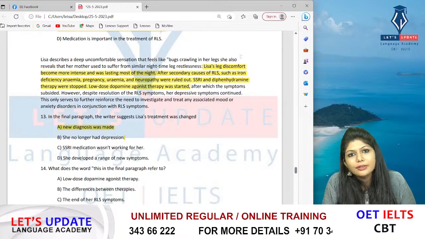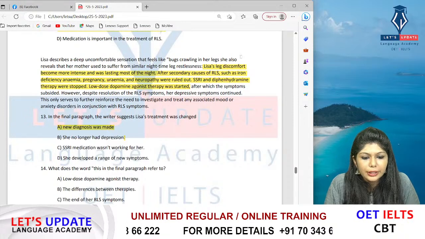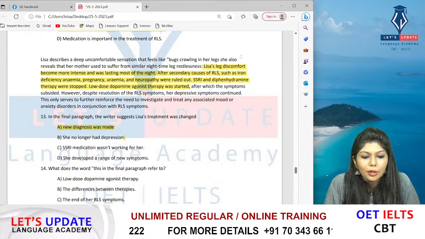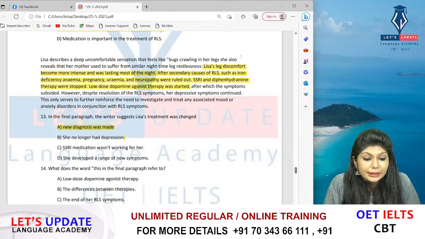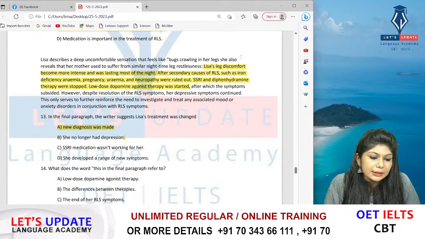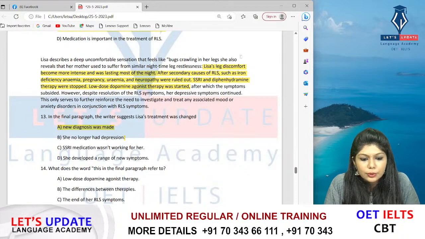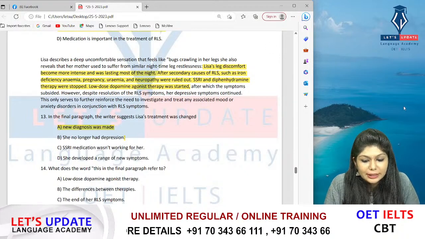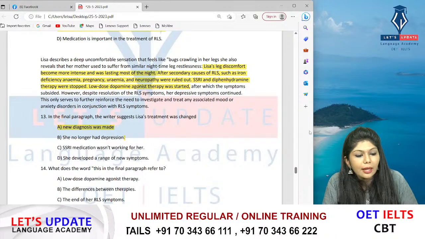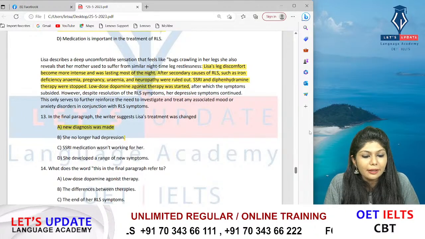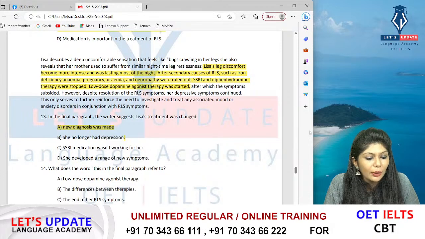And after that the symptoms subsided also. So this is what is crucial, what is more vital, and has led us to this answer. This is option A, a new diagnosis was made. I hope that is clear to you. Now we are going to the last question, which is also from the same paragraph. Now I'll read this question.